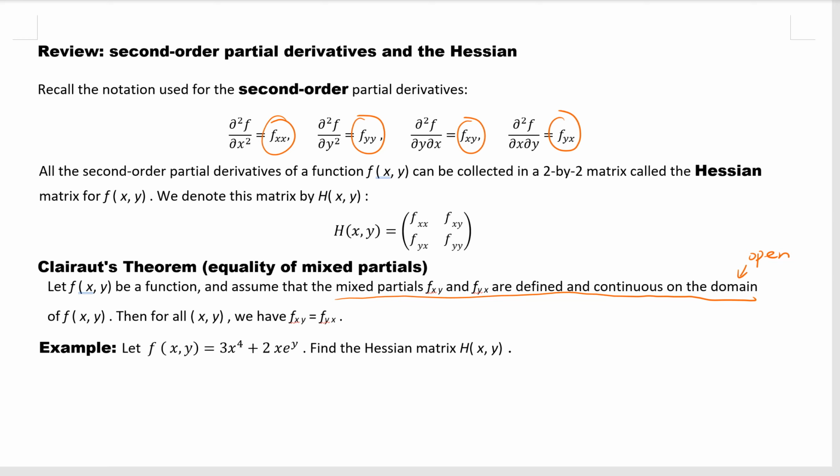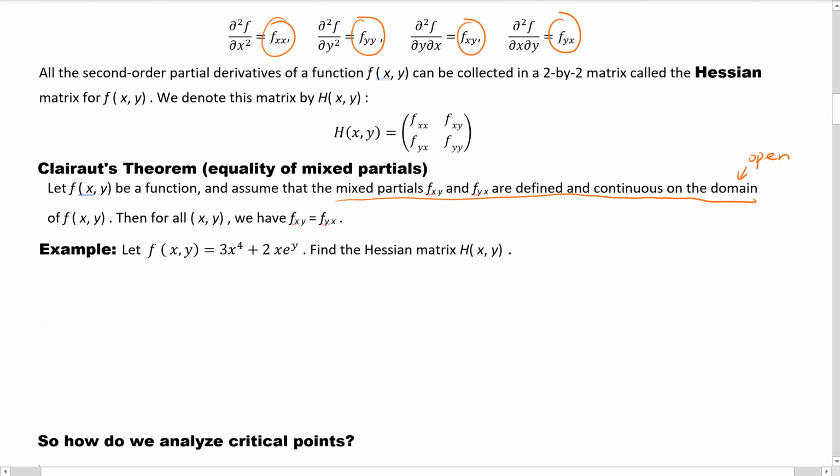Okay, example. Let f(x,y) equal this guy, find the Hessian matrix. Okay, so let's see. fx equals the derivative with respect to x: 3 times 4, 12x cubed. And then the derivative of x is just 1, so we have 2e^y. For fy, the first term has no y, so it's gone. And then the derivative of e^y is e^y. And don't forget the constant multiple, 2x in front.